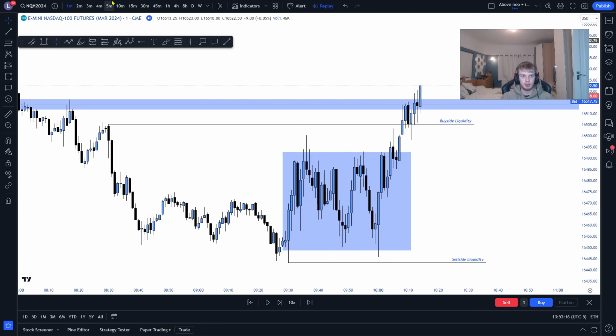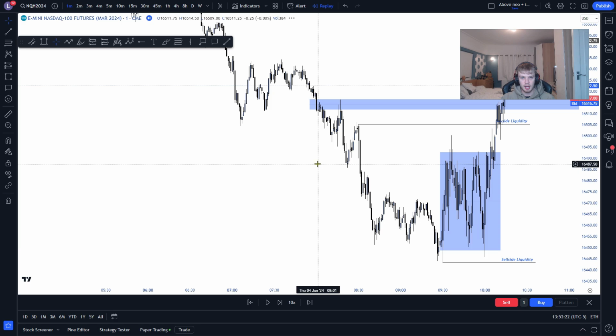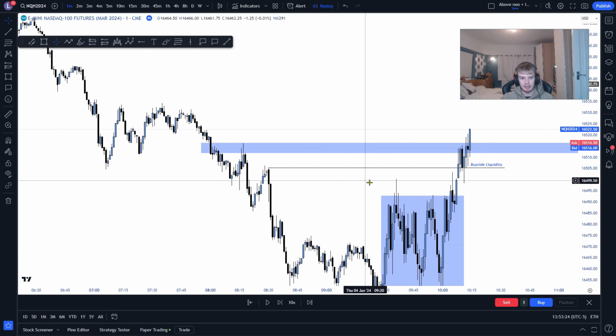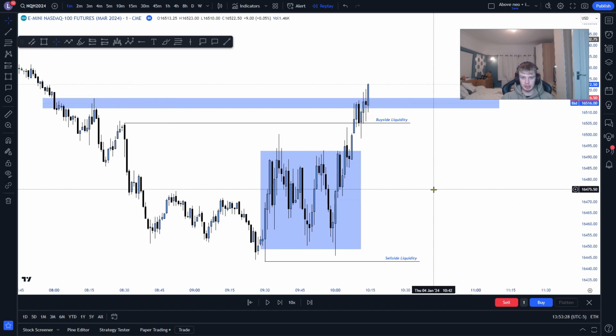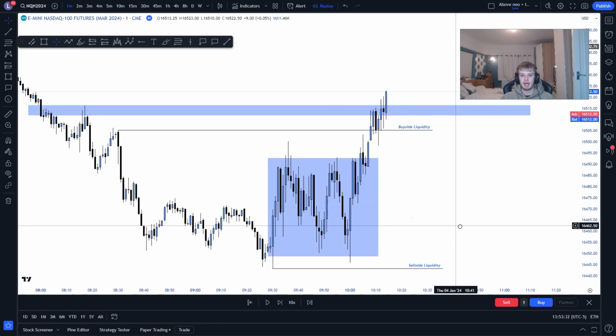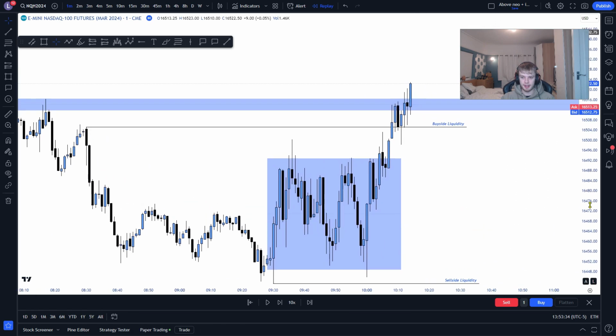You have to just look at the higher time frame. And as today as well, we did not have any higher time frame bias at all. We didn't have any clear liquidity. Therefore, you just have to be patient, wait for higher time frame confirmation, and then go from there.